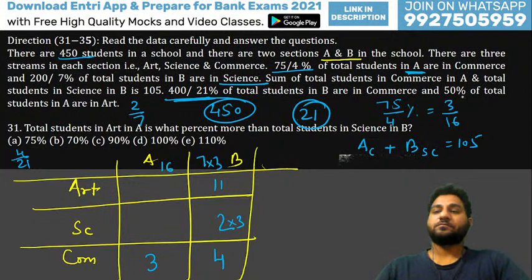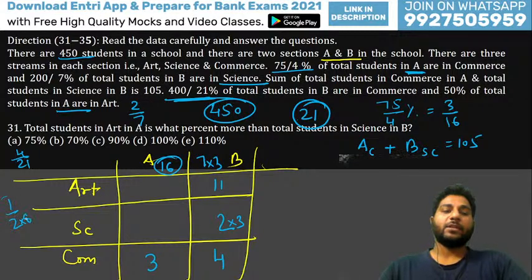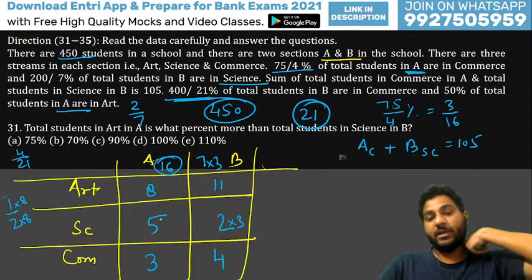Okay, that means 11 ratio must have been in what? Art. So 50% of total students in A in art, so 1 by 2. And here out of total 2, 1 ratio will be in art in section A. So here if we multiply it with 8 to make it equal to 16 ratio, that means in art there were 8 ratio students. And in science there will be 5 ratio.